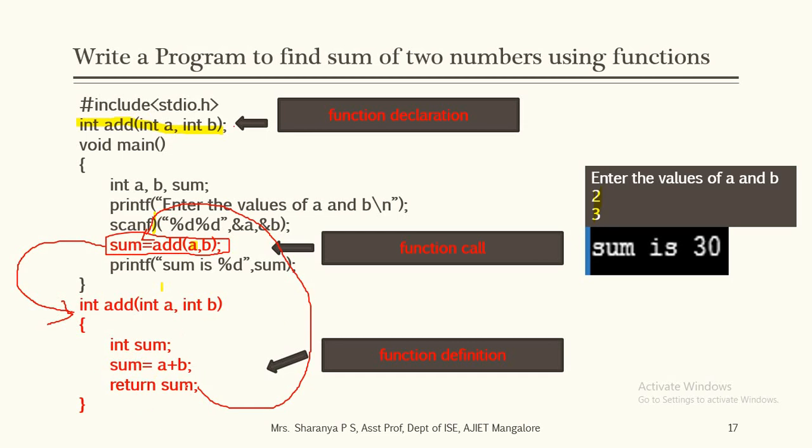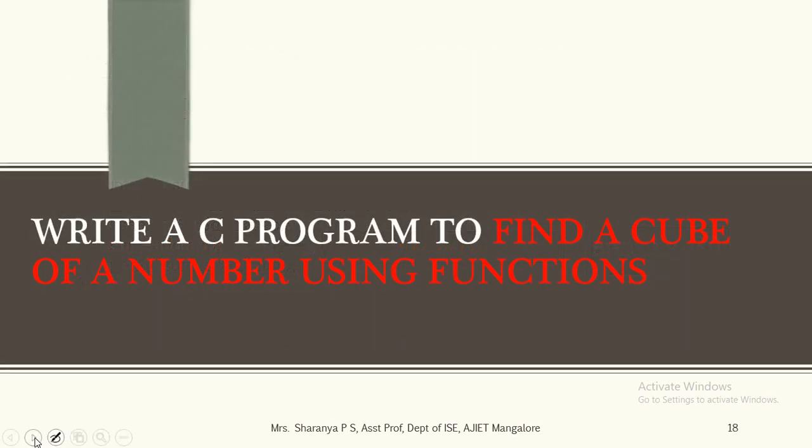Here the sum, whatever value it is computed, is going to be returned as the result of this add function, and it will be captured or stored in the variable sum. After that the execution continues with the next statement, that is, it is going to display the sum. This is how this entire program will work with respect to functions.